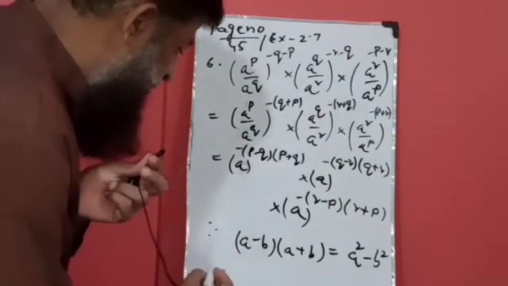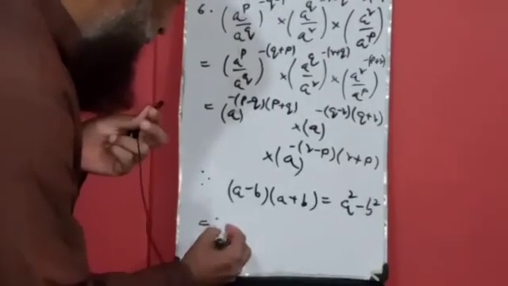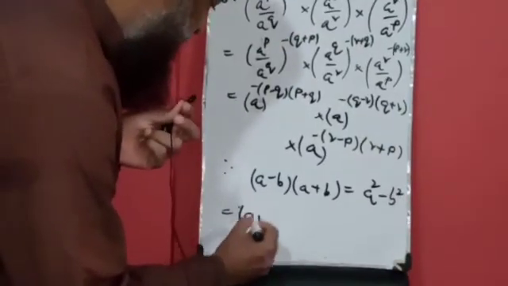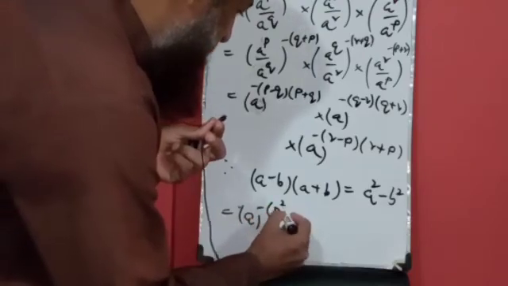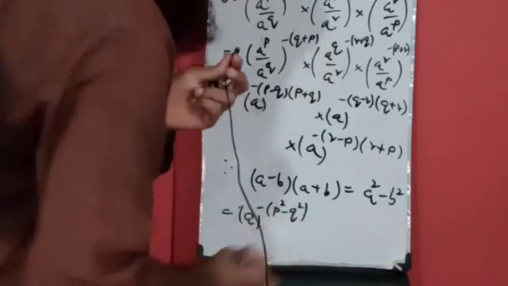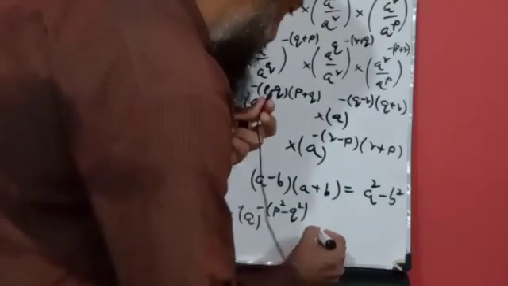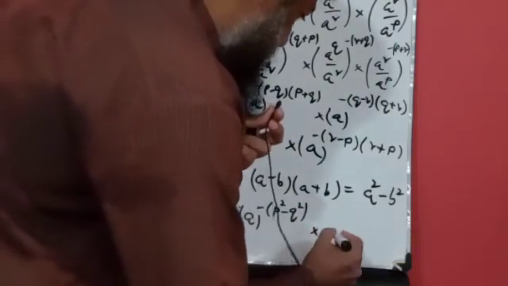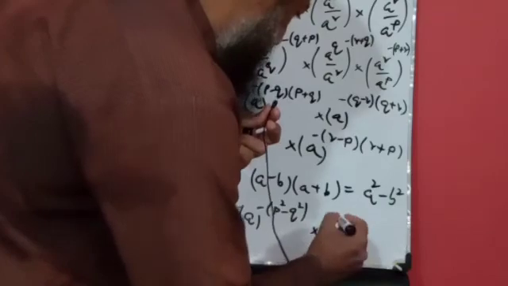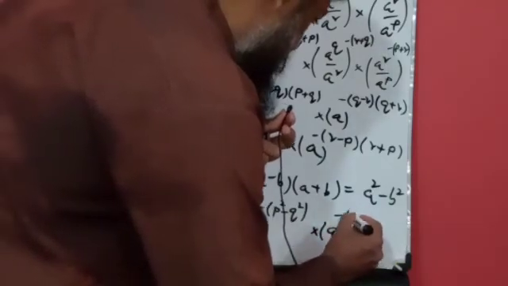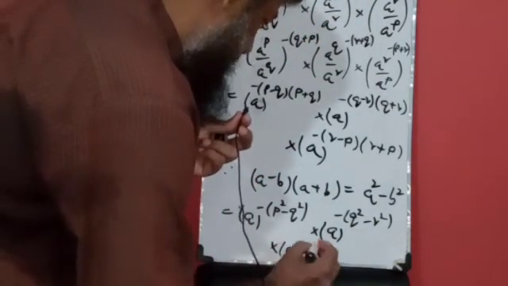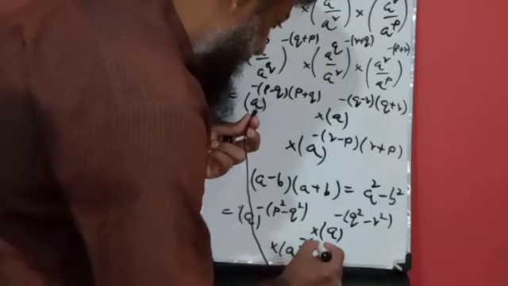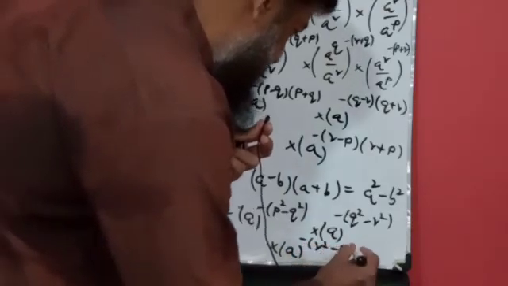Here we write a raised to power minus p square minus q square. Again we write a raised to power minus q square minus r square, and again a raised to power minus r square minus p square.